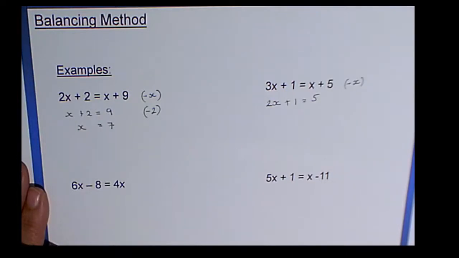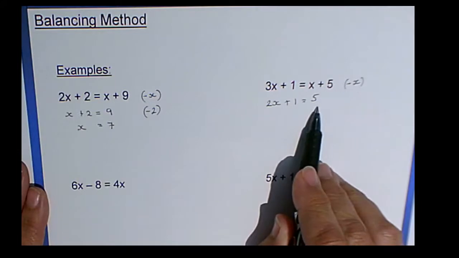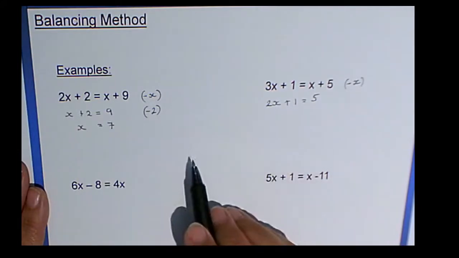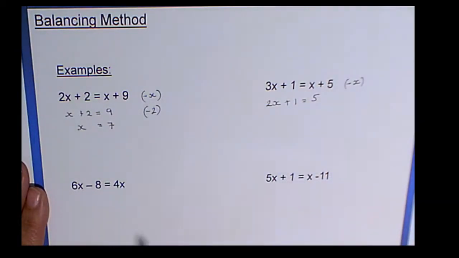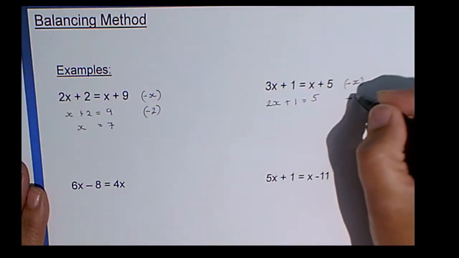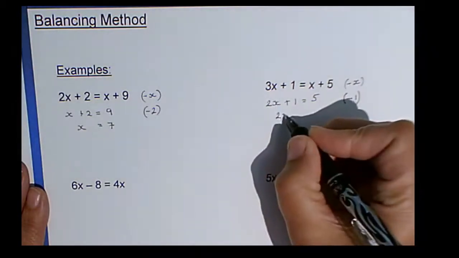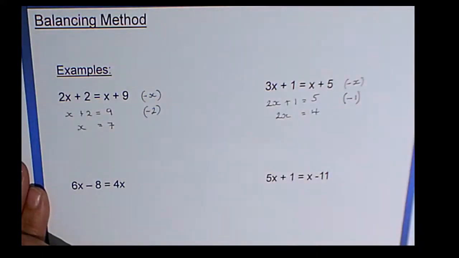Now I want to make sure I've got separated my letters and numbers. So again, this side's just got numbers, so we'll keep this as the number side. So I need to get rid of any numbers from this side first of all. So plus 1. To get rid of plus 1, I need to do its opposite, which is minus 1. So inverse operations each step. Take 1 from both sides, and 2x equals 4.